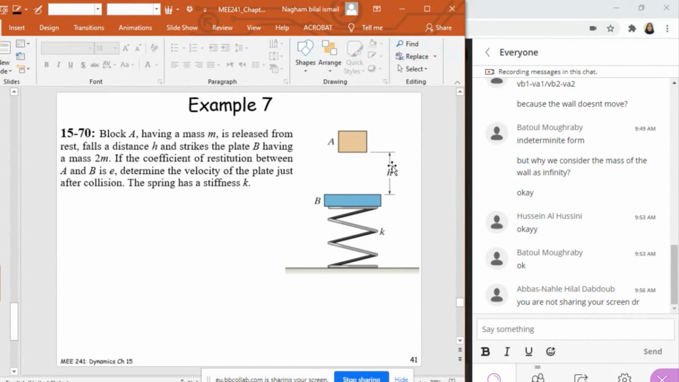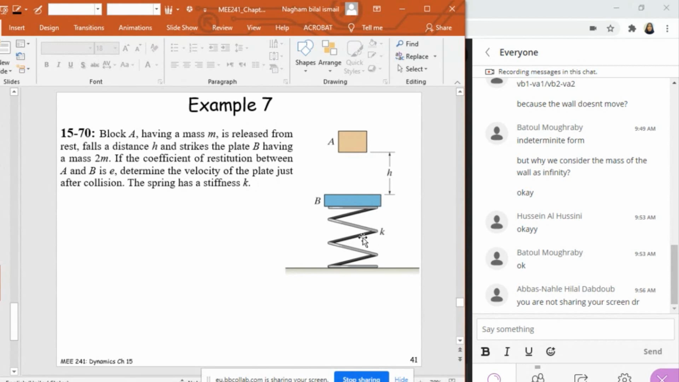If the coefficient of restitution between A and B is E, so I know E, I need to determine the velocity of the plate B just after collision, all right? The spring has a stiffness K. Do you think that this K is useful here, guys? Do I need to know this K?